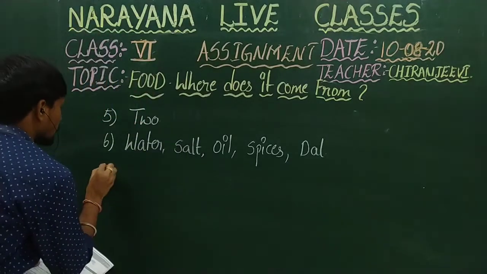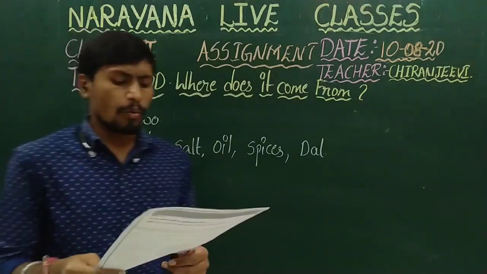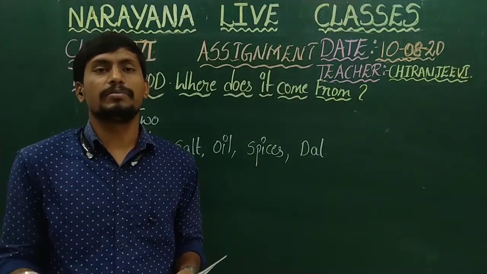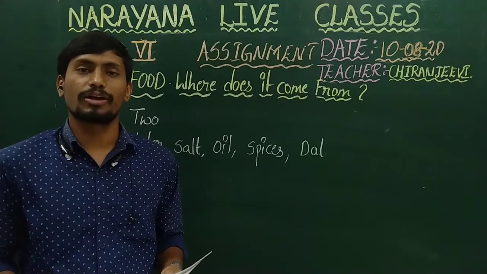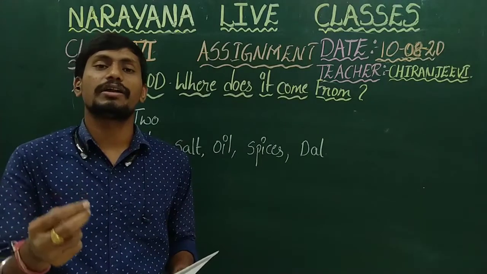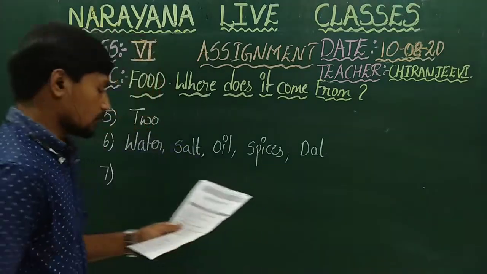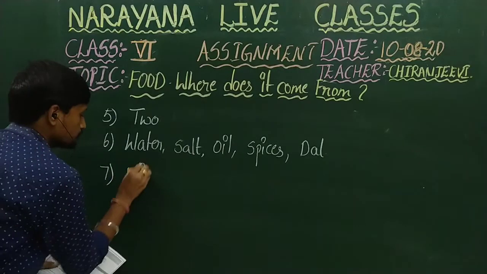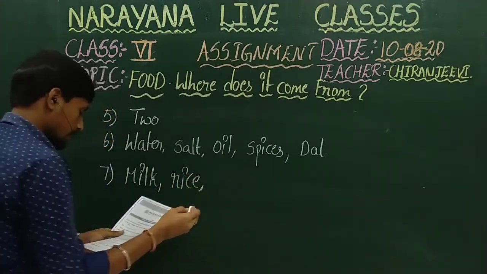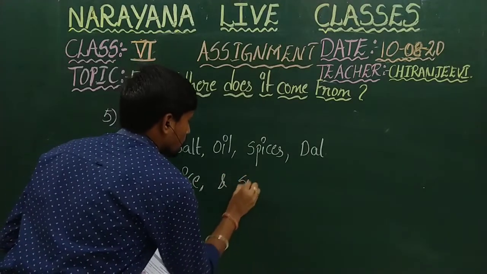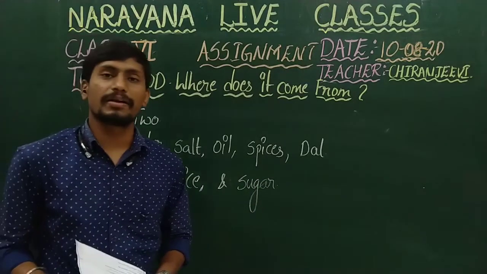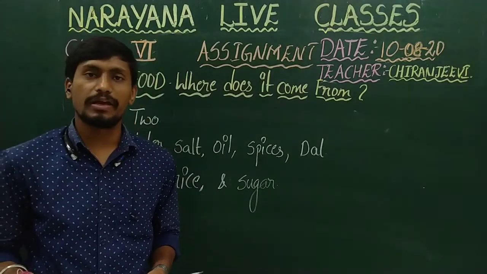And the next one, seventh one, you can see, what are the ingredients used to prepare kheer? So kheer is a sweet item generally we used to get in a market, and in our houses also our mothers used to prepare. Kheer, what are the basic ingredients which are required for the preparation of kheer? So the answer is milk, rice and sugar. Milk, rice and sugar are the basic ingredients which are used for preparation of the kheer.